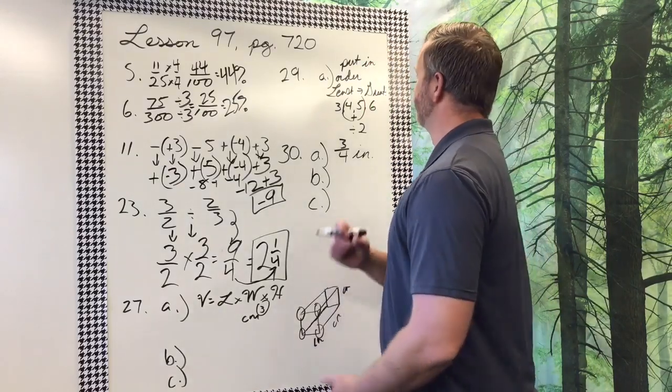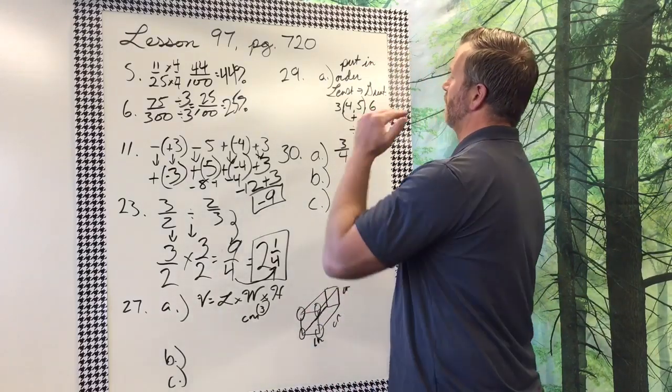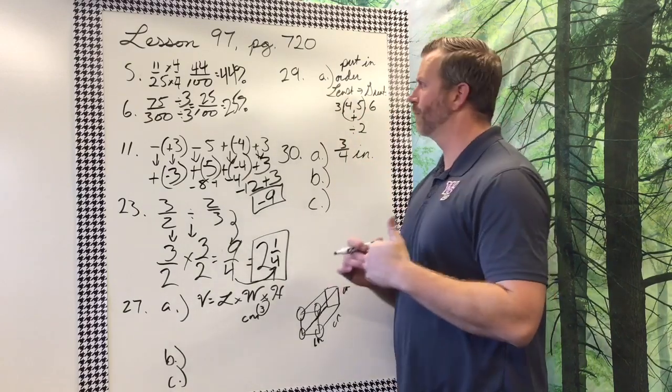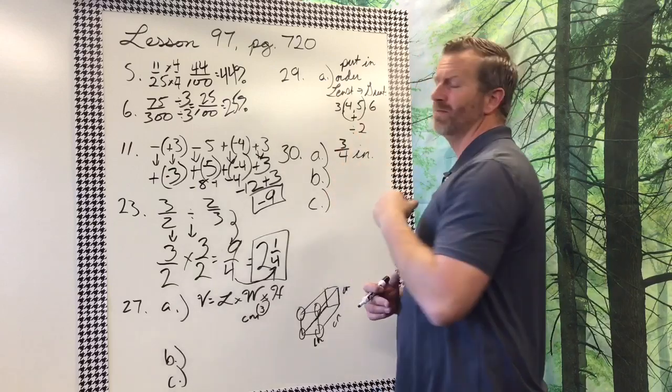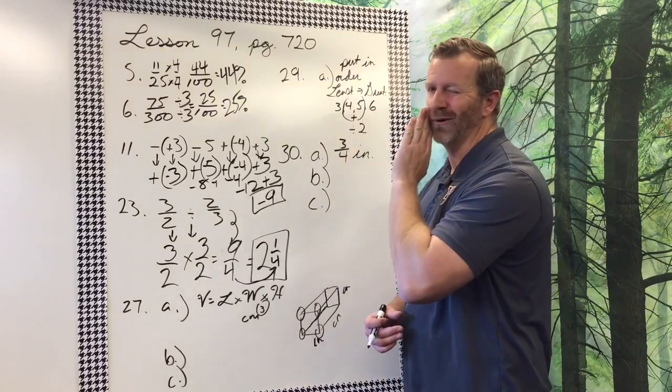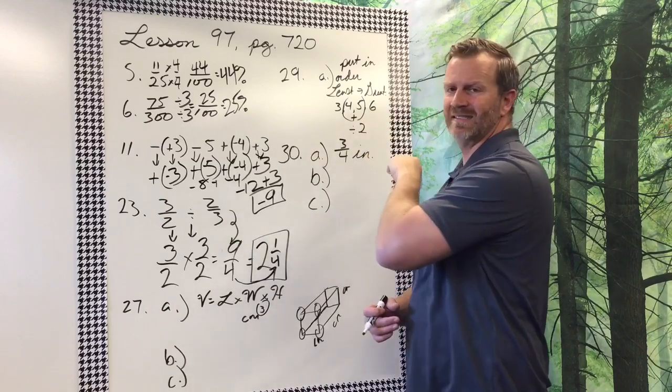All right. Now let's jump to problem 29. Just want to give you a couple tips on problem 29. Now A, remember when you're finding the median, you got to put them all in order. I did it for you. So 3, 4, 5, 6.